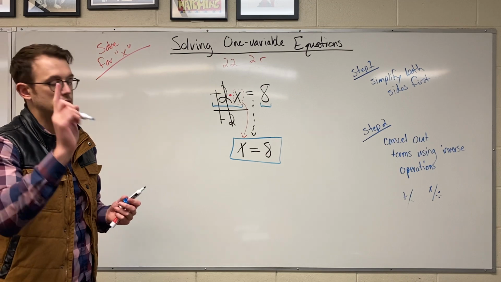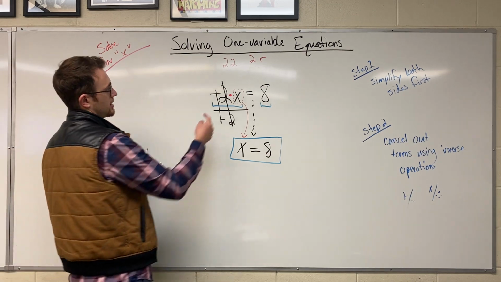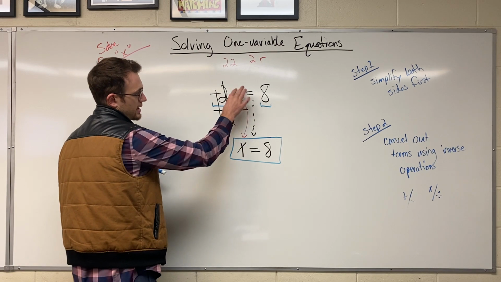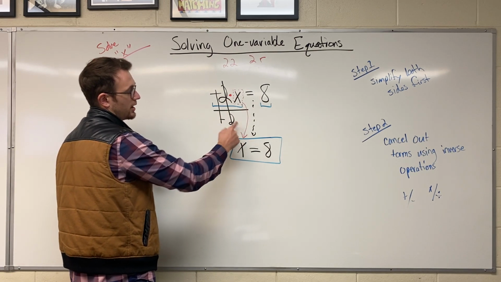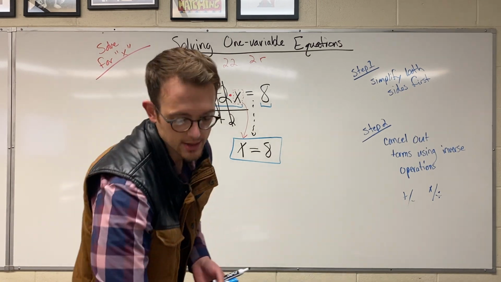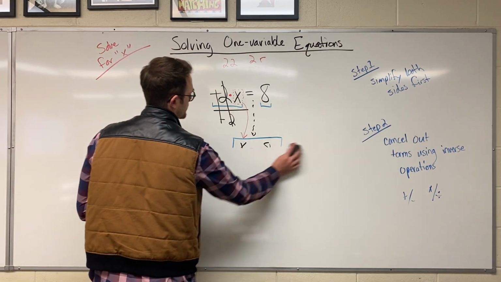Yet again, another one step. All right. How do you cancel out multiplication? Division. You do not cancel out the x. I don't want to divide by negative 2x. I only want to divide by negative 2. All right. So that's another one-step example.